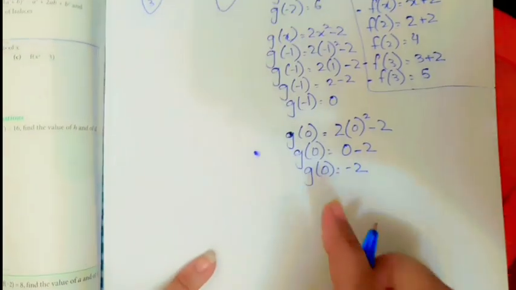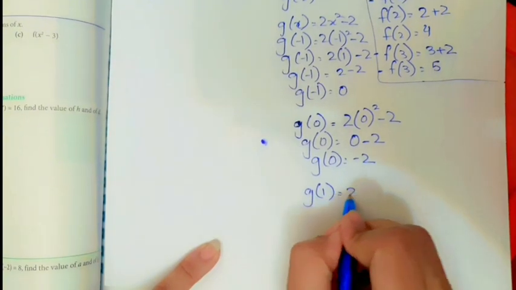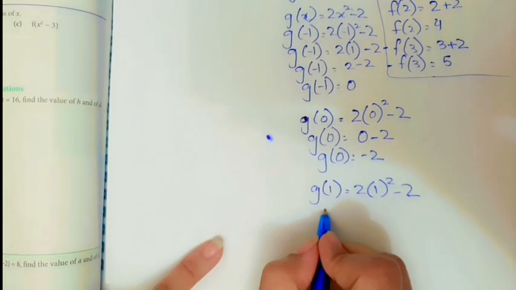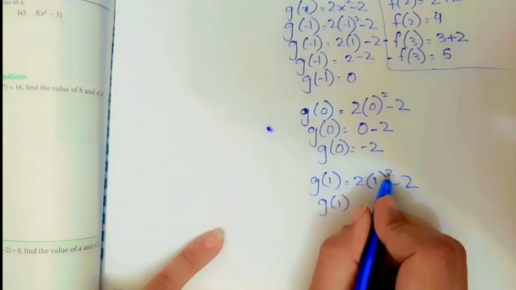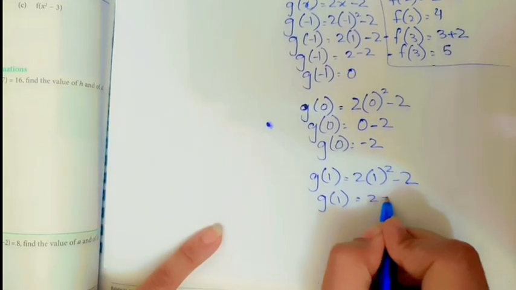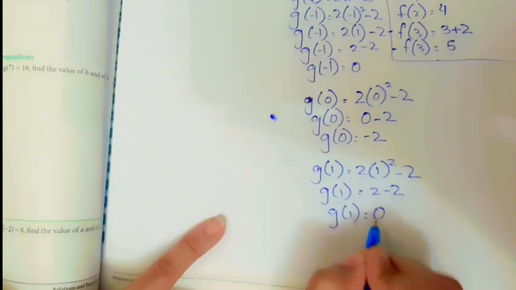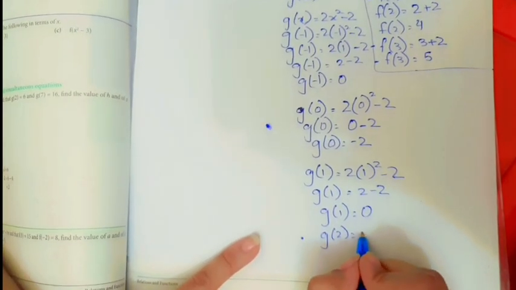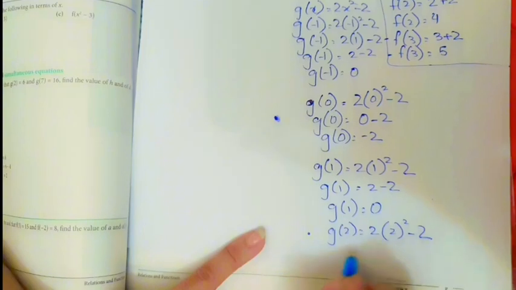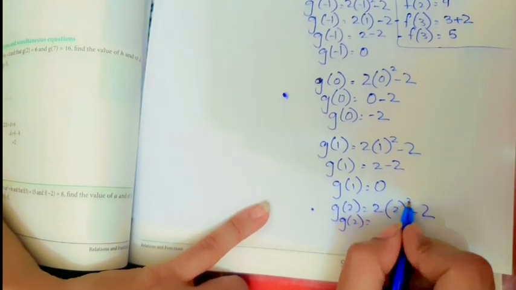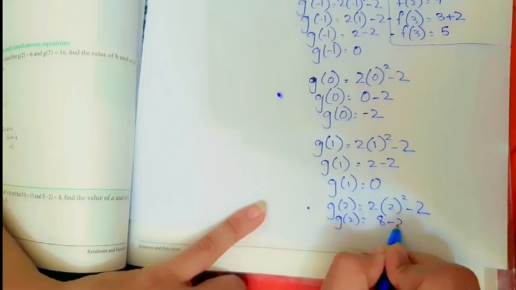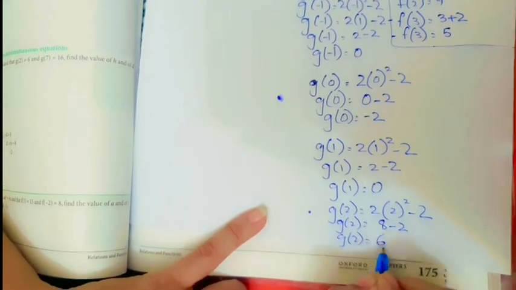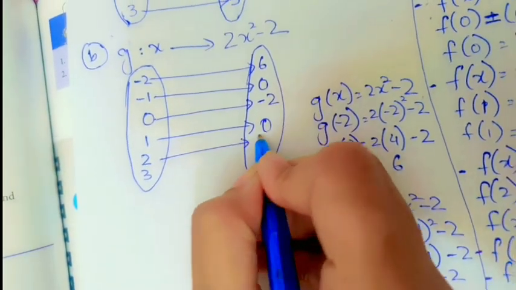The next domain value is 1. g(1) = 2(1)² - 2. So what we can get: 1 times 1 is 1 and 1 times 2 is 2, minus 2. So g(1) = 0. Now what is g(2)? It equals 2(2)² - 2, and if we simplify, 2 times 2 is 4 and 4 times 2 is 8, minus 2, so g(2) = 6. The image of domain 2 is 6.